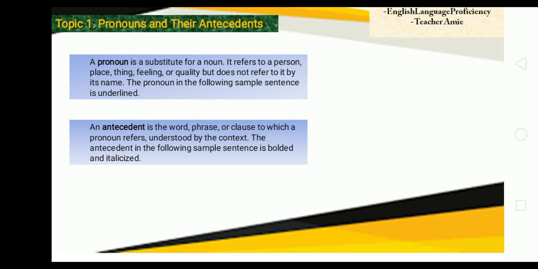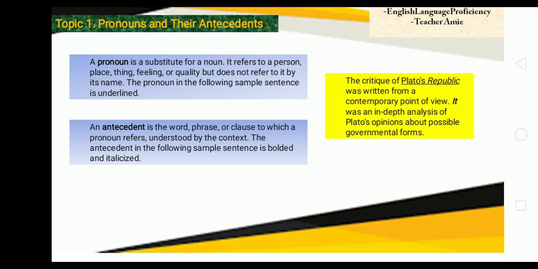Now, what is antecedent? An antecedent is the word, phrase, or clause to which a pronoun refers, understood by the context. The antecedent in the following sample sentence is bolded and italicized. So this is an example. The critique of Plato's Republic was written from a contemporary point of view. It was an in-depth analysis of Plato's opinions about possible governmental forms.